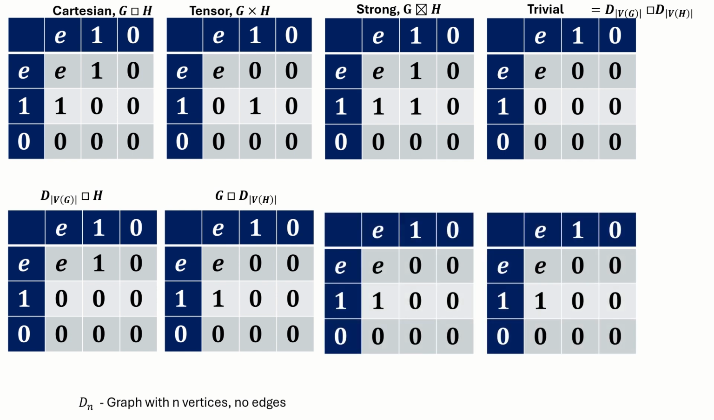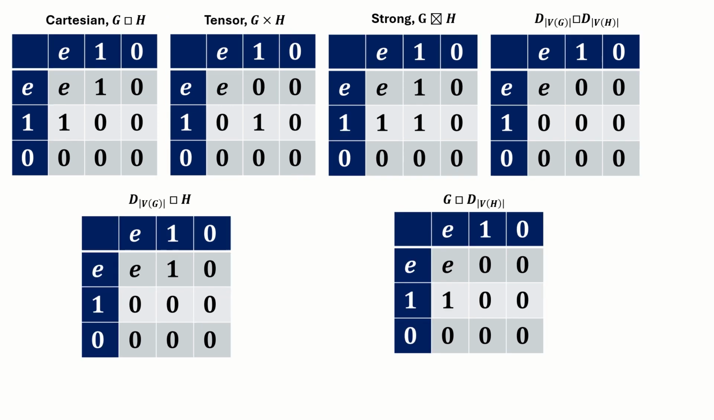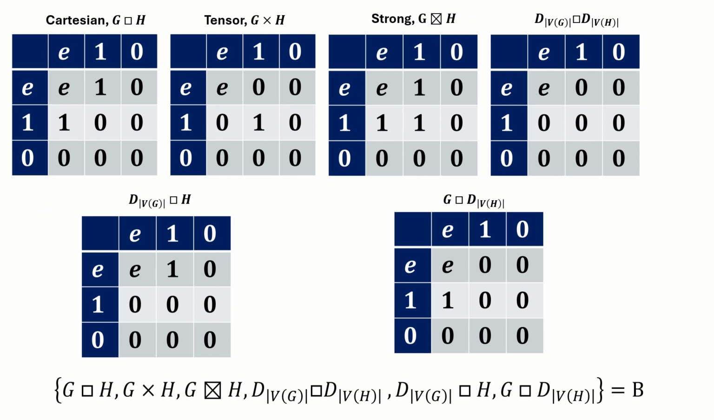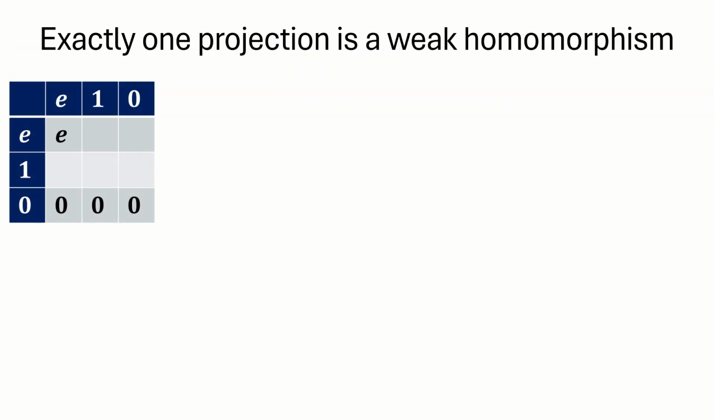The last 2 products are not associative products, which can be verified using their multiplication tables. So the 6 associative products we have here are all of the associative products whose projections are both weak homomorphisms. We can denote the set of these 6 products by capital B. Next, let's attempt to find all of the associative graph products where exactly one projection is a weak homomorphism. Let's first suppose that the left projection is a weak homomorphism, so that the bottom row of our table must all be zeros.